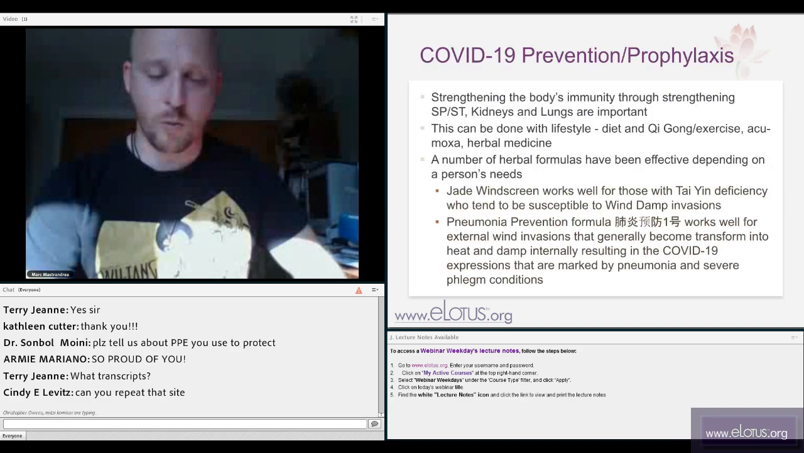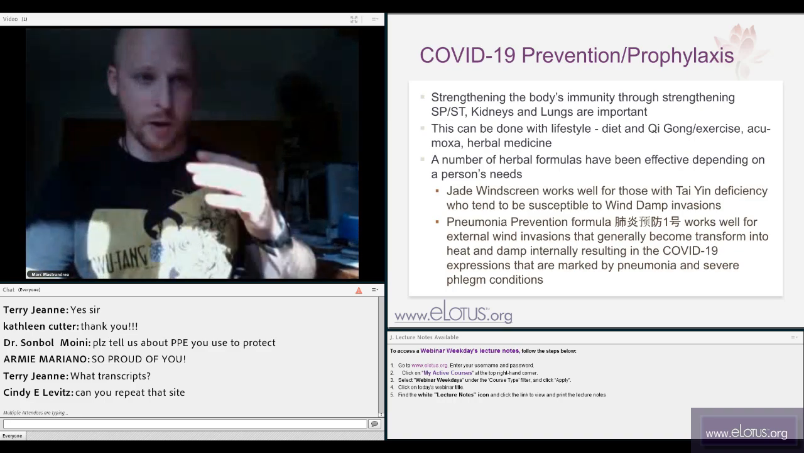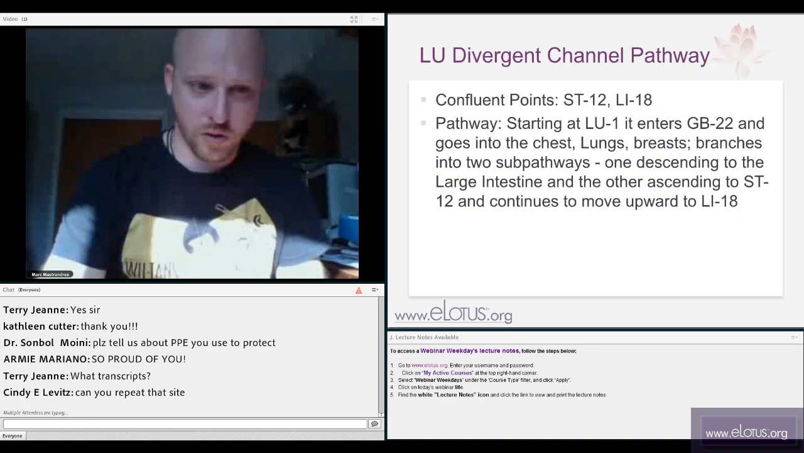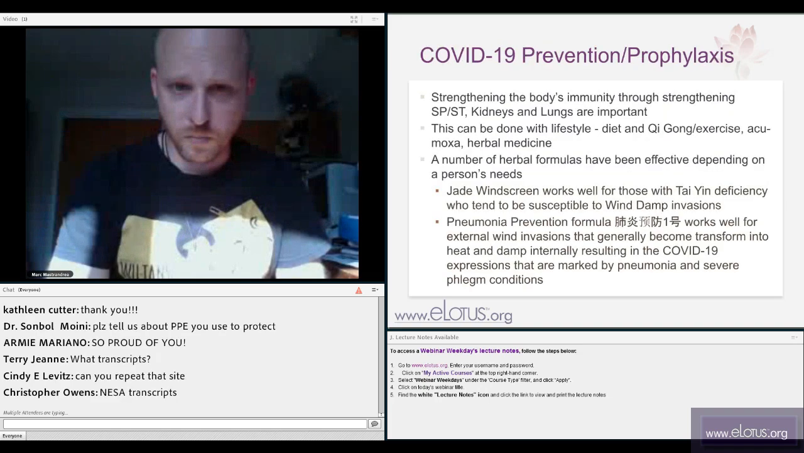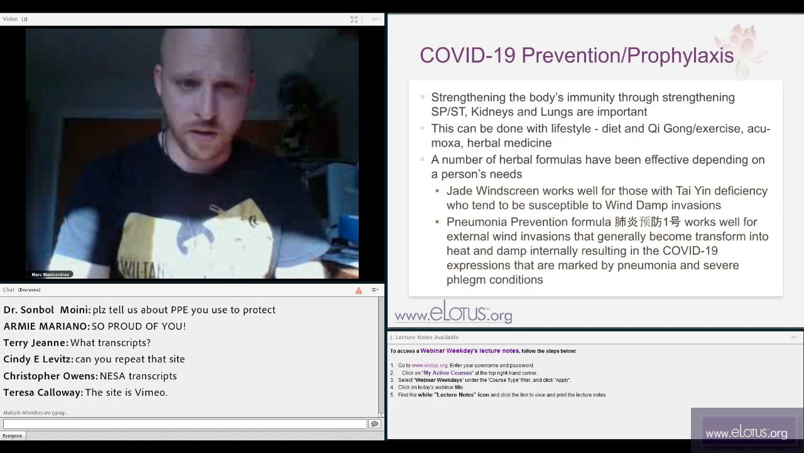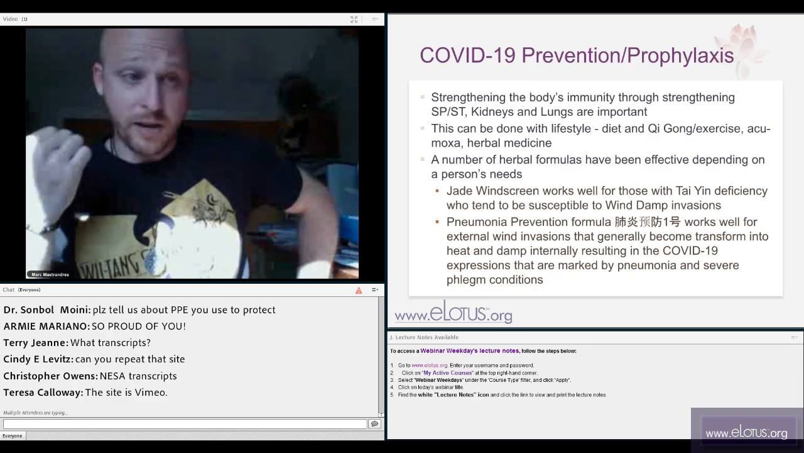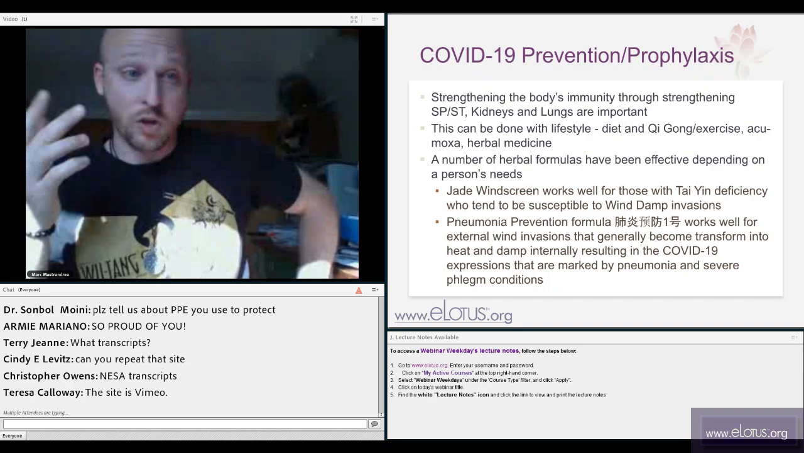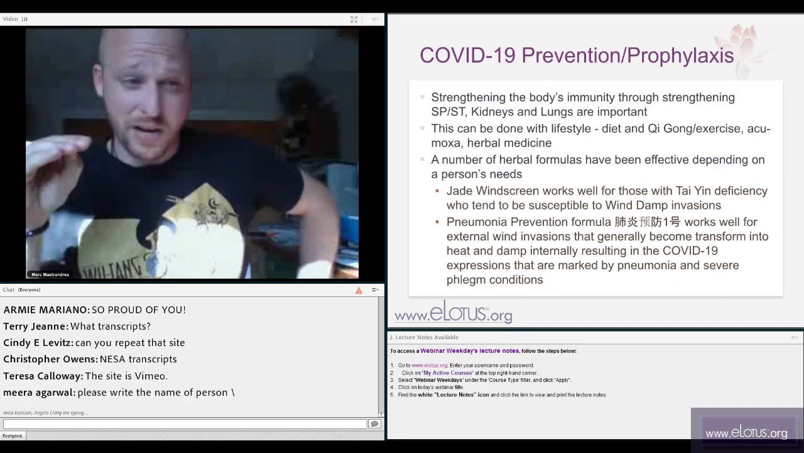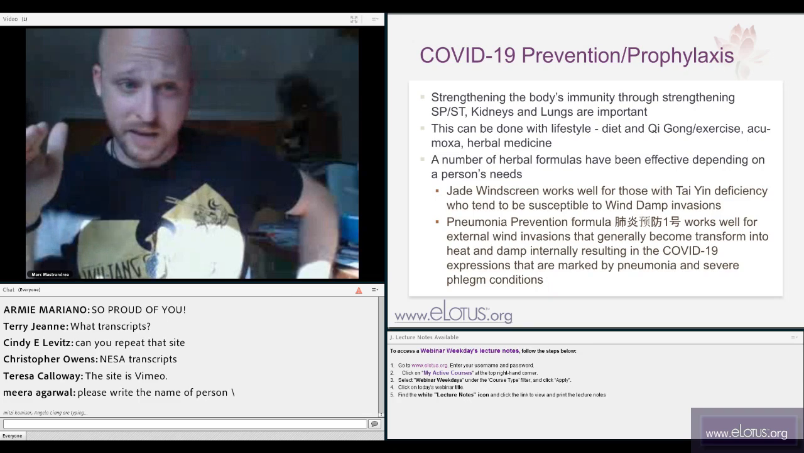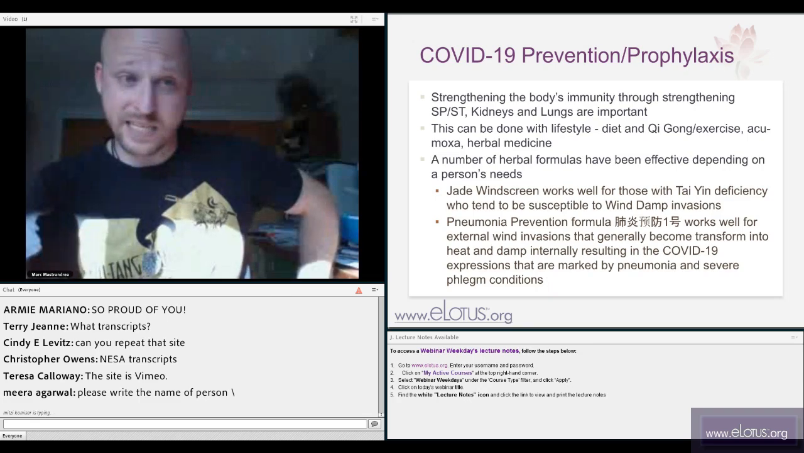Because I want to just touch on this real quick, because some of you guys are like, well, what about PPE? Well, what about this and that? So let's go through this. Strengthening the body's immunity through strengthening the spleen and stomach, kidneys and lungs is super important. They're actually more important than your PPE, whatever you're going to wear. I'm just going to tell you that straight up.